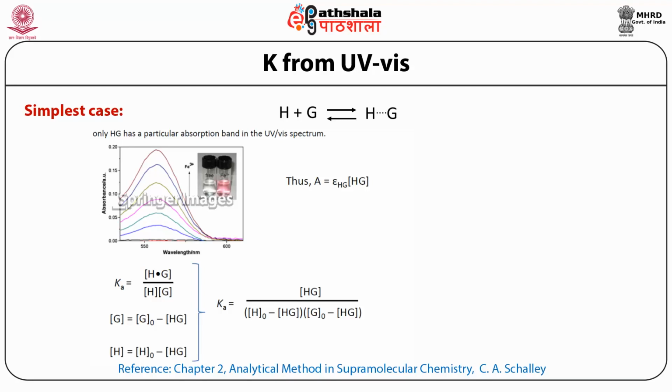So if you express the association constant in terms of the concentration of host and guest, and measure the UV-vis and the corresponding absorbance, you can get a curve, which you can fit in the SpecFit software, and you can actually find out the binding constant.